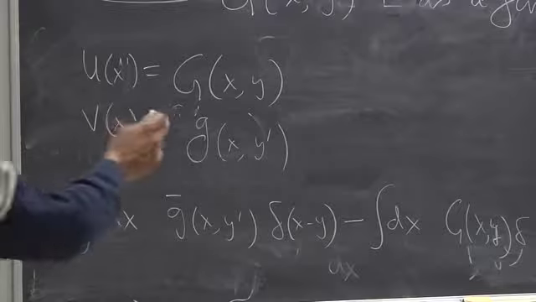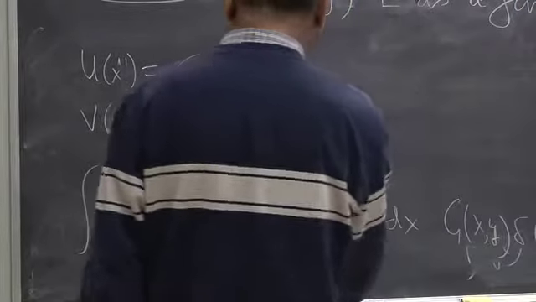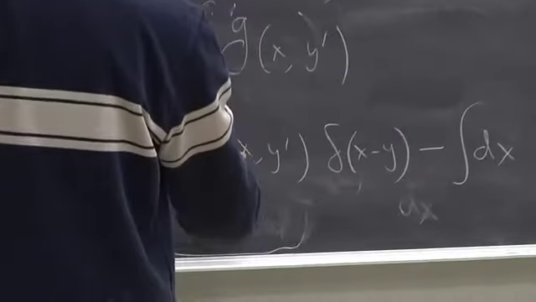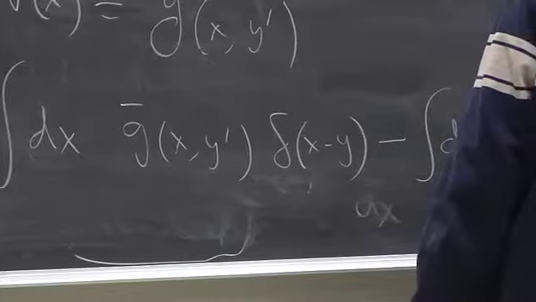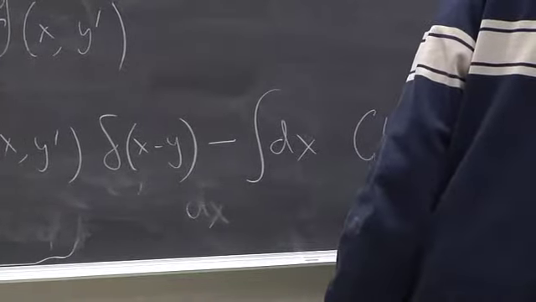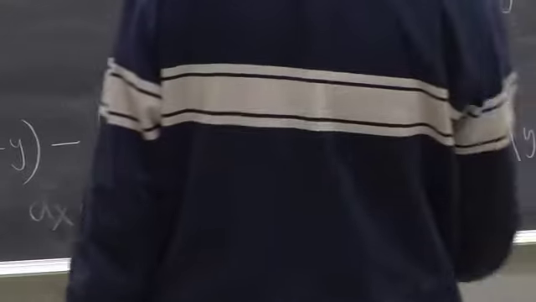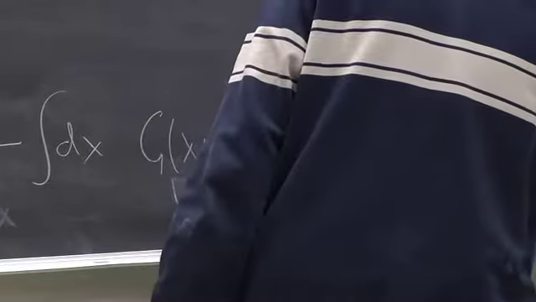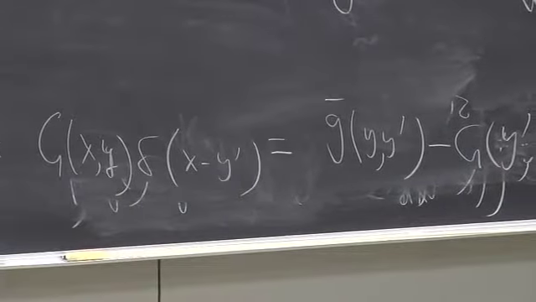So you integrate now. That is equal to 0, but what is that? I can do the x integral. So this gives you g bar of y prime minus, here x becomes y prime, so minus g of x y prime, y prime y, that's equal to 0.